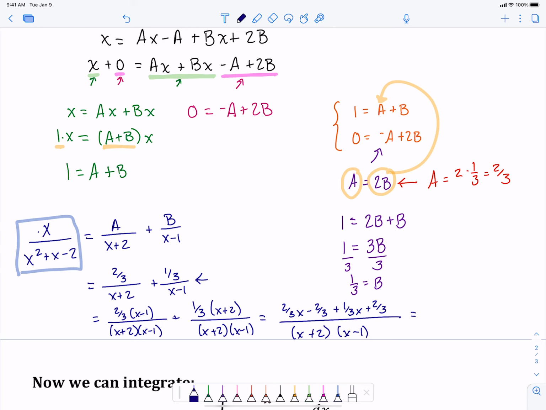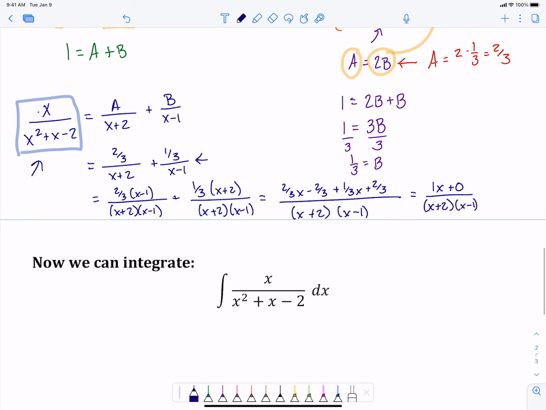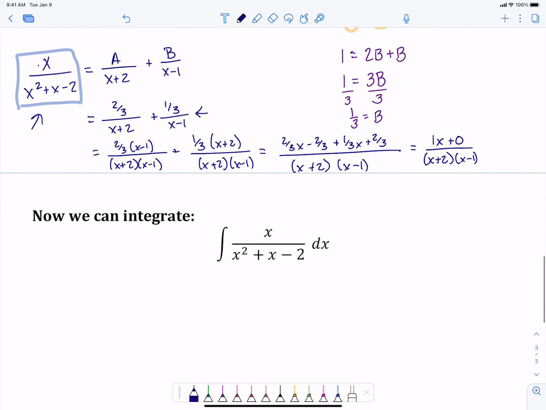And if we combine our like terms, we get 2/3 x plus 1/3 x, that's 1x. And then our minus 2/3 and plus 2/3, that's a 0. So we exactly get that rational function right there. So what we figured out is how to pull that apart into two smaller fractions. And why we want to do this is that this is going to turn this into an integral that we can take.